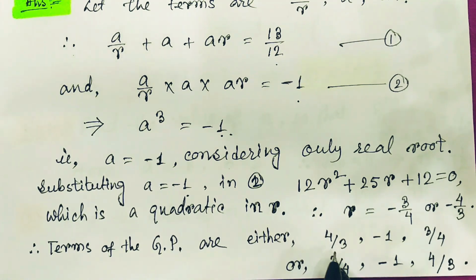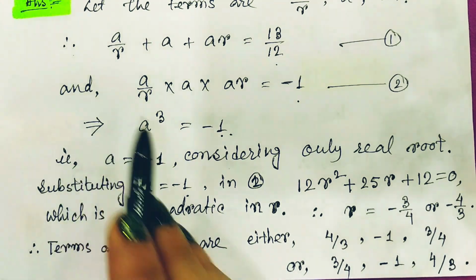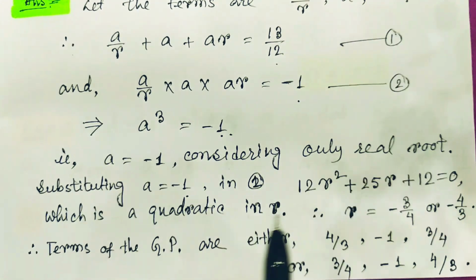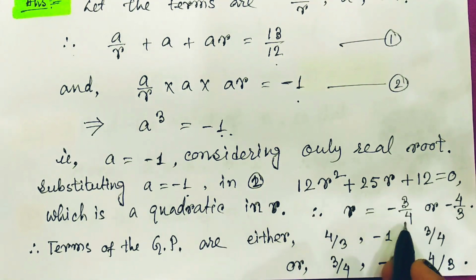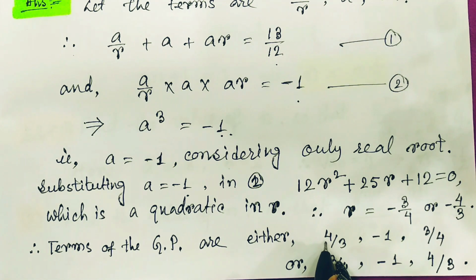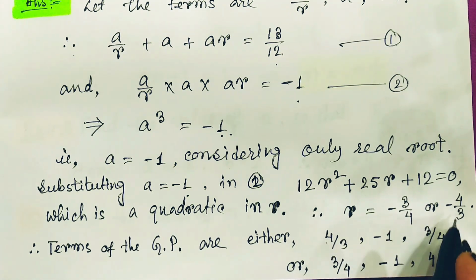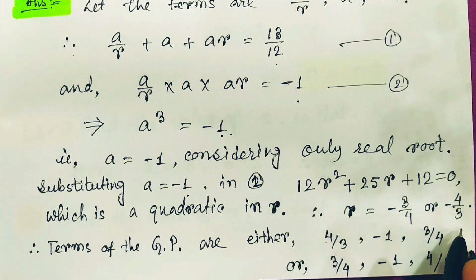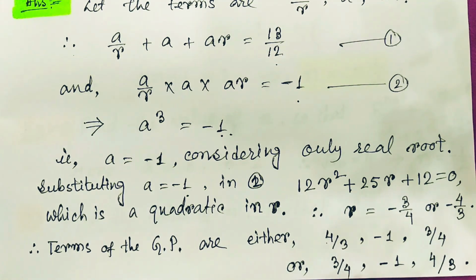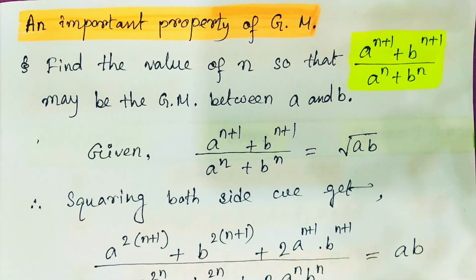Our terms are a by r, a, and a into r. So if r is equal to minus 3 by 4, then your terms become 4 by 3, minus 1, and 3 upon 4. If your r value is minus 4 by 3, then your terms are 3 by 4, minus 1, and 4 by 3. In this way, we can find the different terms if the product of the three terms is given. Now, a very important property of GM I am describing here.